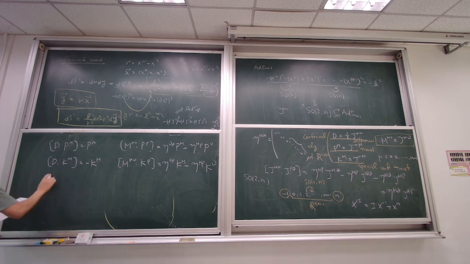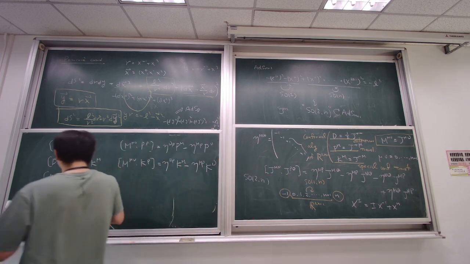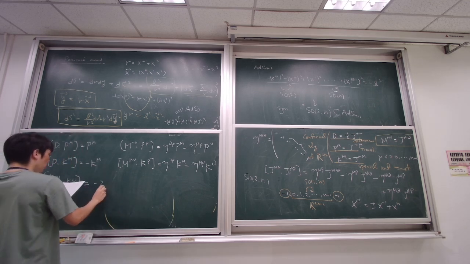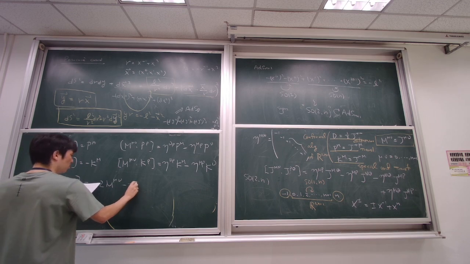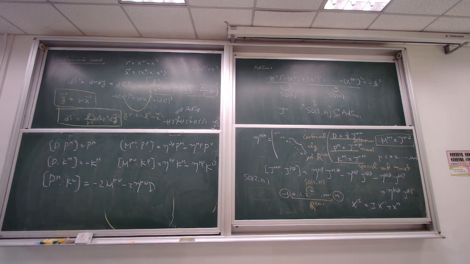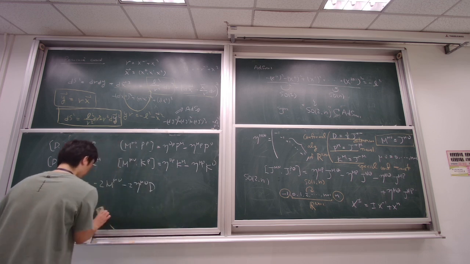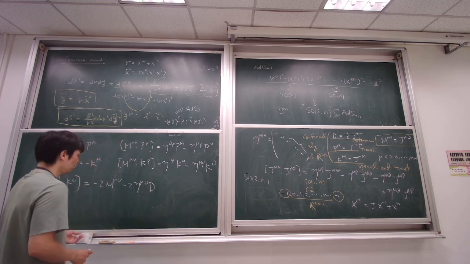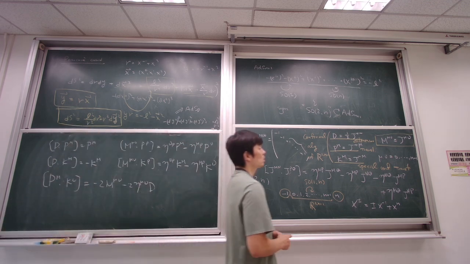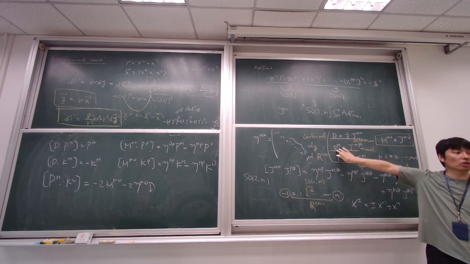And also the commutation relation of P_mu and K_nu, and everything can be derived from here. It's something like -2 delta_mu nu D, like this. So these make up what is called the conformal algebra. This is the Lorentz symmetry, and Lorentz symmetry plus translation is called Poincare symmetry.